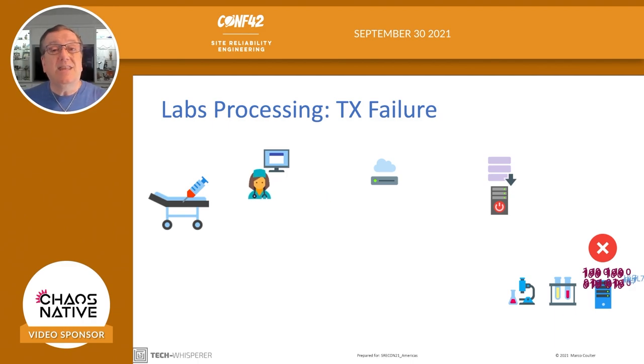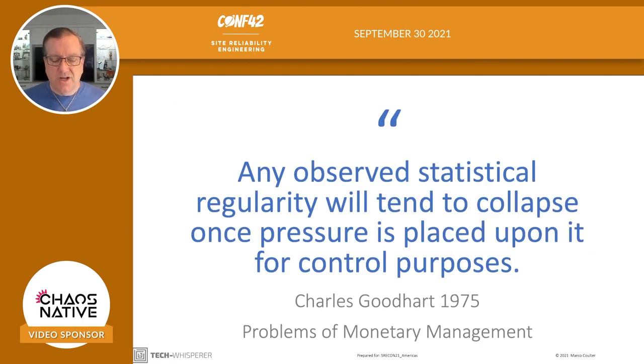Now, years later, I learned that this behavior had a name. Yes, finally, we're going to get to Goodhart. Goodhart was an economist in the UK, and in 1975, he stated, I'm just going to read this, any observed statistical regularity will tend to collapse once pressure is placed upon it for control purposes. It's kind of wordy. I guess he was English and a politician, and wordy is what you get. Anyway, here's what he meant.